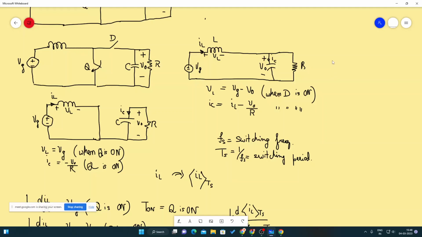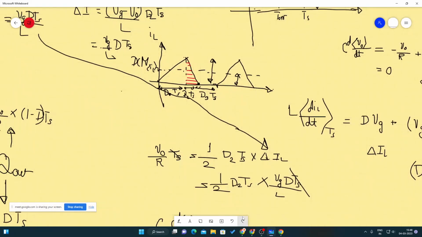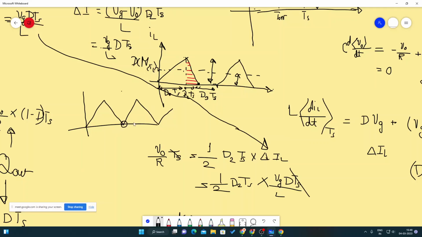Discontinuous means the inductor current will have a finite interval when it will be zero. If you say the boundary condition, this is also not discontinuous conduction mode, because only at one point it is zero. It is not a finite duration where the current is zero. Only if it has a finite duration where the current will be zero is it a discontinuous conduction mode.